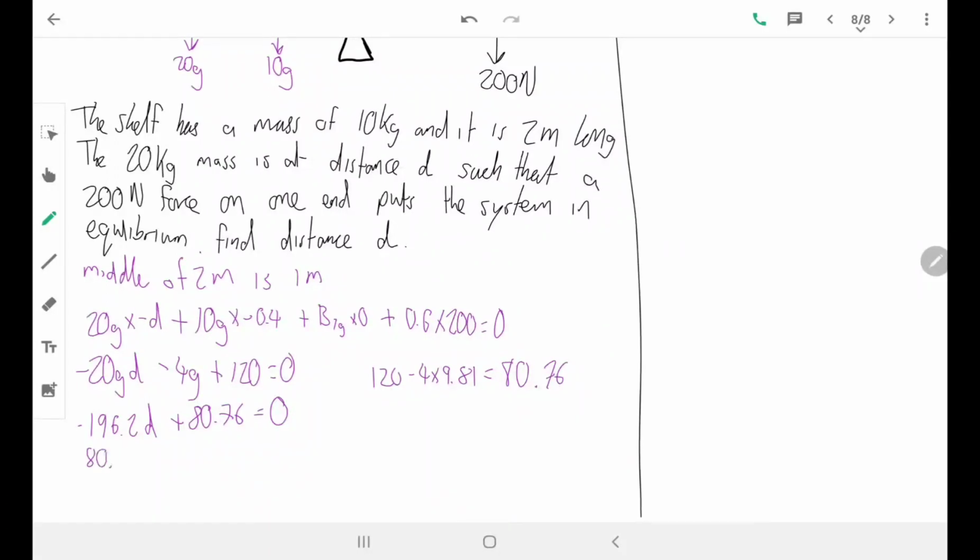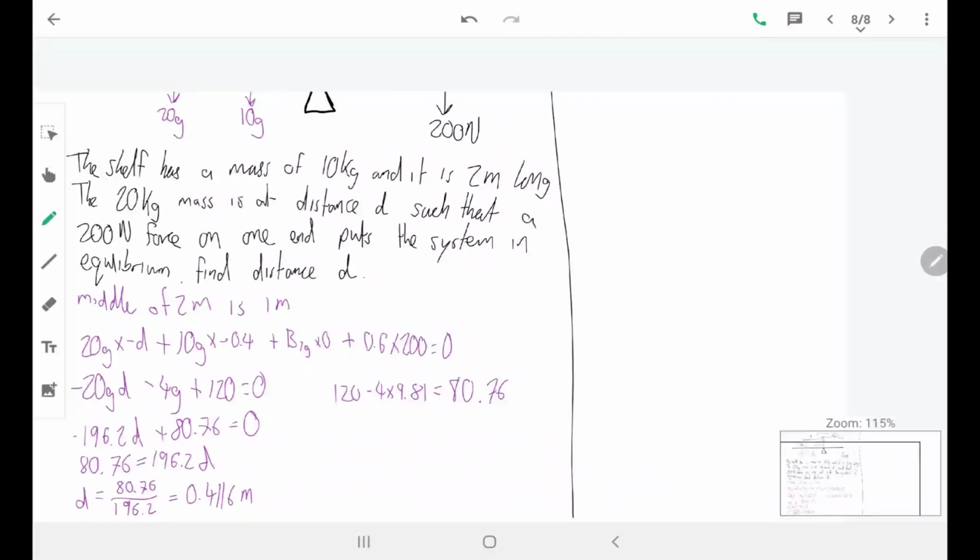So 80.76 equals 196.2 D. And therefore D is, we're going to divide by the 196.2. So it's 80.76 divided by 196.2, which gets you your wonderful 0.4116 meters. There we go. And that's our answer.